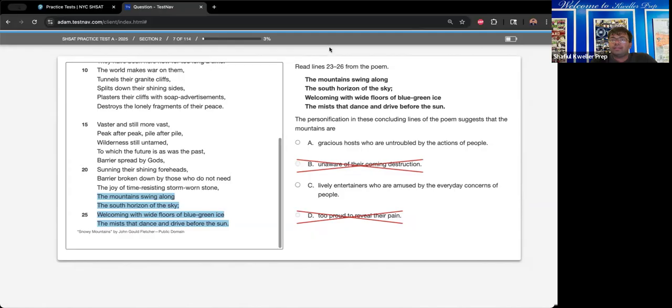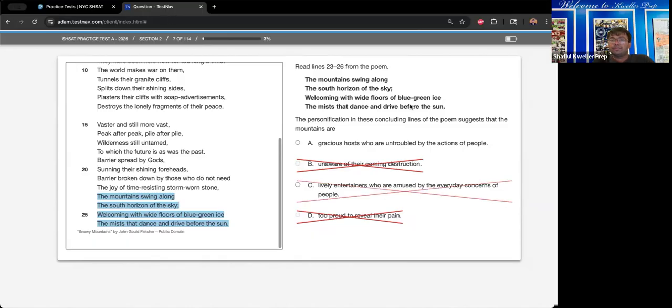They're kind of just ignoring it, in a sense. But here it says "amused by the everyday concerns of people." This completely changes the meaning. They're amused by the everyday concerns of people. I don't see any idea of amusement going on. They're not amused by the situation.